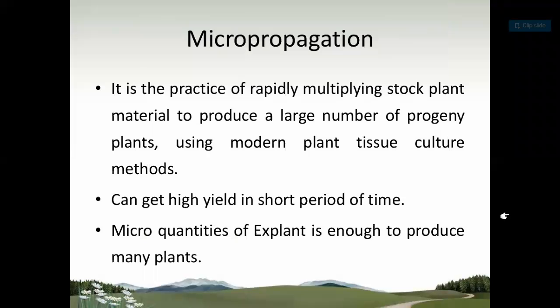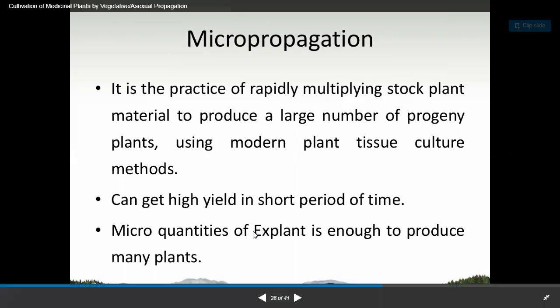So here the next one, micropropagation. Micropropagation is a practice of rapidly multiplying stock plant material to produce a large number of progeny plants using modern plant tissue culture methods. We can get a high yield in a short period of time, and a micro quantity of explant is enough to produce many plants. So what do you mean by explant here?